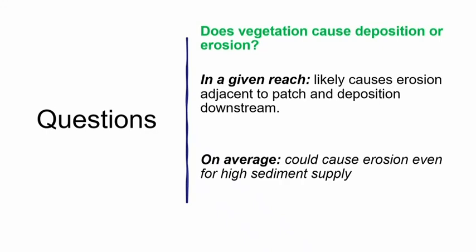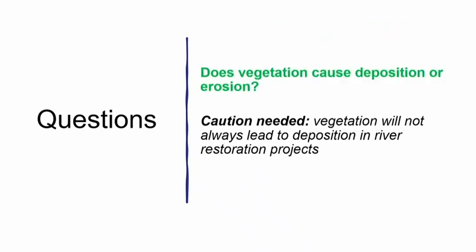But in a given reach, patches likely cause erosion adjacent to them. And we're not the only people who have found this, so it's not just our study. A number of studies have now said around a vegetation patch you're likely to have erosion because of that increase in velocity. So on average within a reach, a vegetation patch could actually lead to net erosion. And this is really important when we think about implications, in that river restoration projects are often using vegetation to cause deposition and increase channel stability, but vegetation might not always lead to deposition and could in fact help erode itself out. So you could spend all this money planting vegetation, it could enhance erosion, and then your vegetation could wash out.